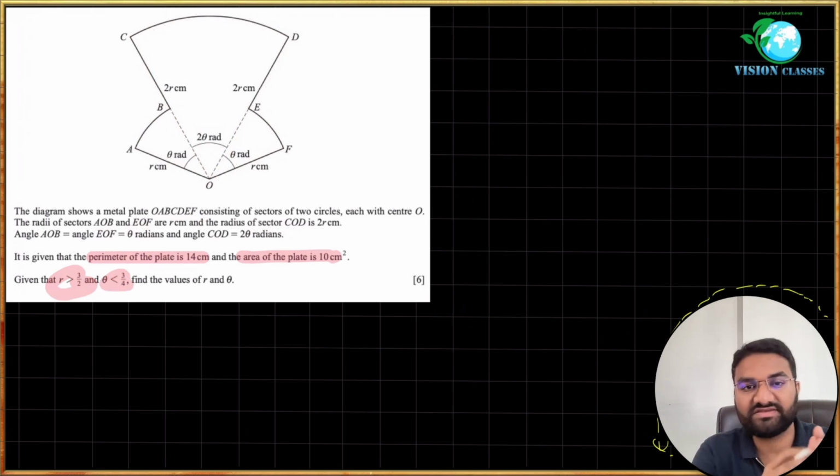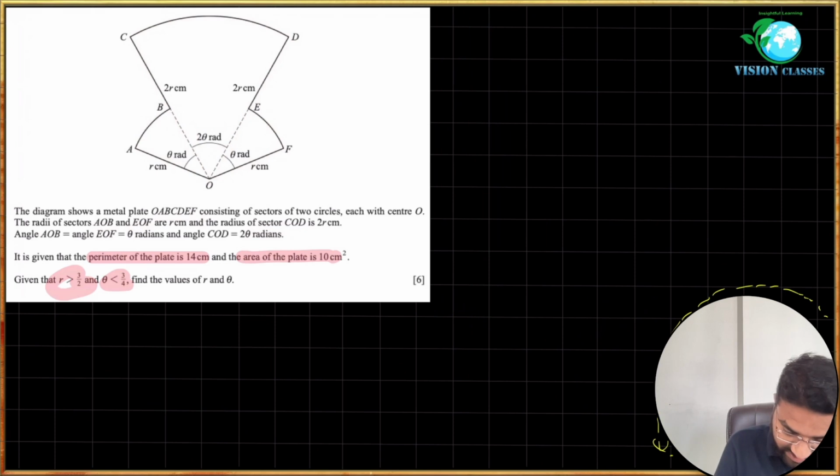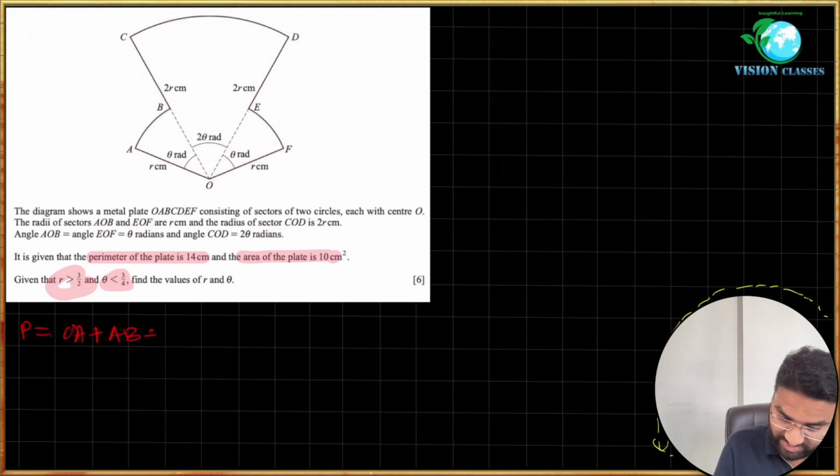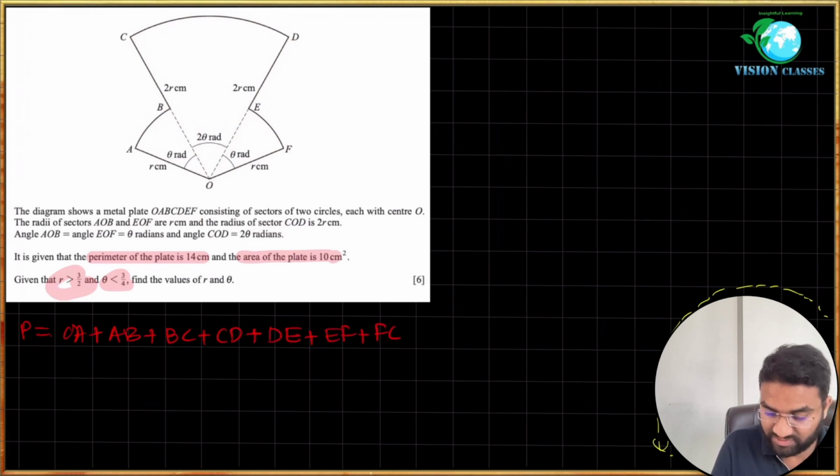So we have to find these θ and r. Here basically two general equations and two unknowns are there. That is what we have to do. So firstly we will take the equation of perimeter. Perimeter P is equal to, we can start from here, OA plus AB plus BC plus CD plus DE plus EF plus FO.